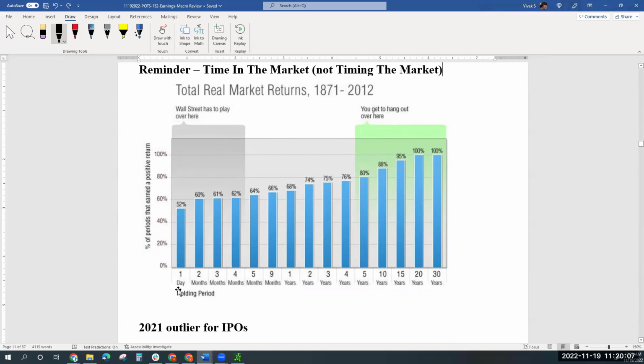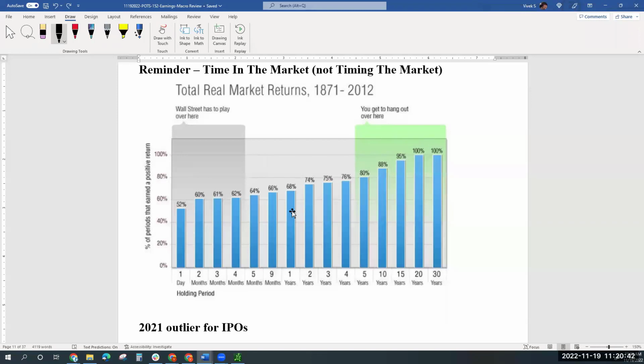If you're investing in the market for a day, it's a 50-50 chance. Today the market can be up, tomorrow it can be down. It's a coin flip. As you increase your holding period, the chances that the market goes up increases. So for 1 year, there's let's say a 2/3 chance that the market will be higher, and a 1/3 chance that it could be lower.